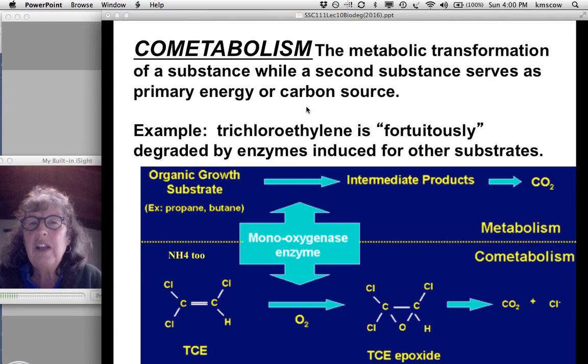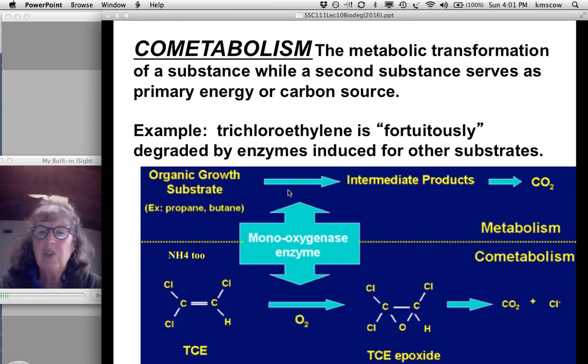So what you do is you kind of trick an organism by feeding it what it wants to be eating, giving it what it needs, an electron donor and acceptor that it's used to having, and then you slip in the pollutant at the same time. And that pollutant is accidentally broken down by the enzymes that the organism's using to go after its primary energy source. And so the pollutant is fortuitously degraded by enzymes induced for other substrates which are normal.